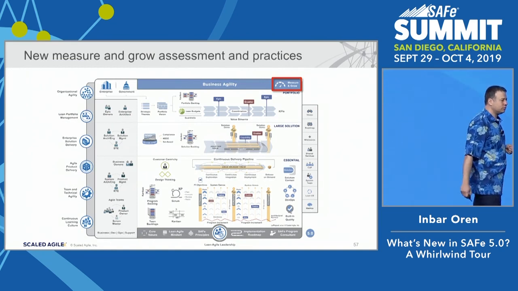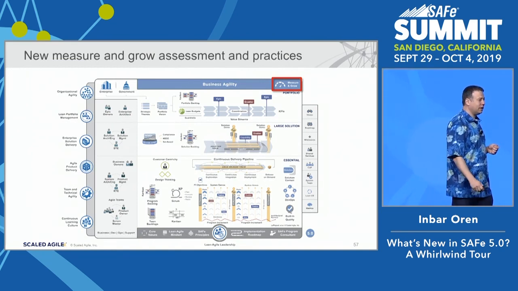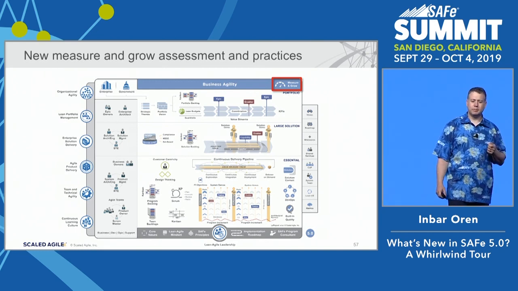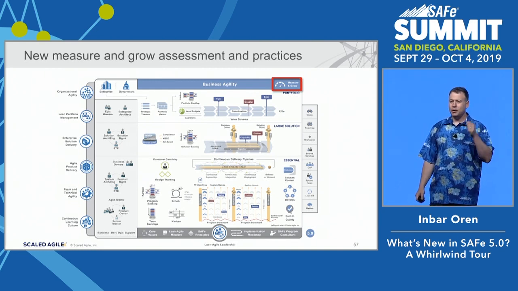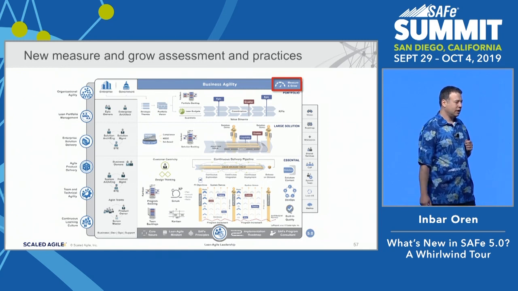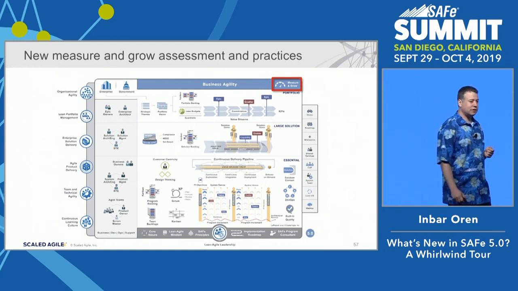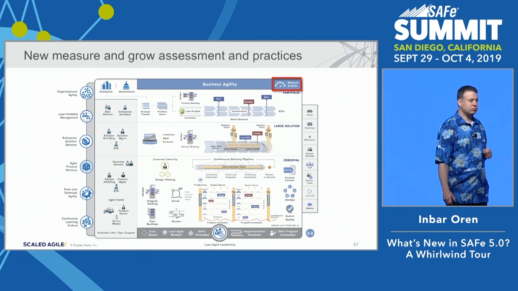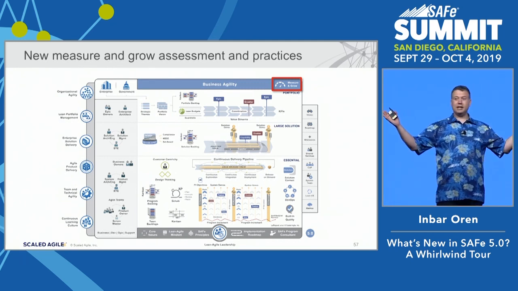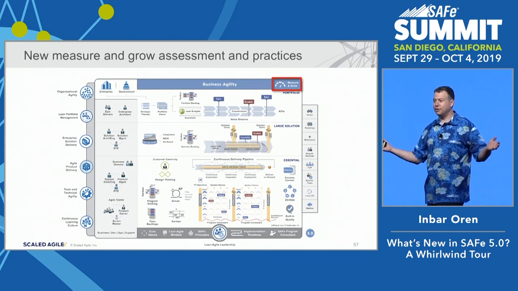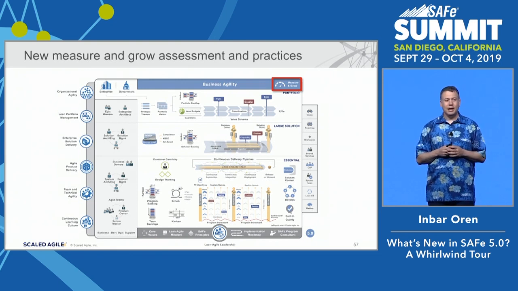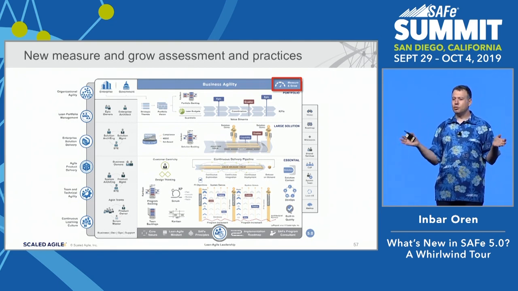So as part of 5.0, we're providing a Measure and Grow article that talks about how do I measure my progress towards business agility and how do I grow there. It talks about how we facilitate self-assessments and help them grow. And we have one that we provided yesterday. Dean in the keynote told you to go to scaleagile.com/assessment or use your mobile app. That's going to help us establish the baseline of where we are.